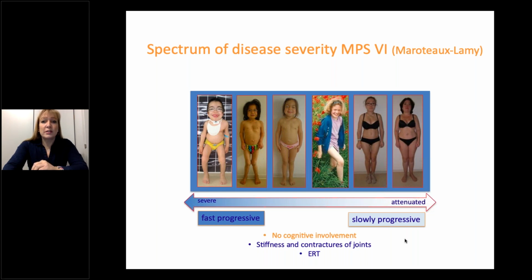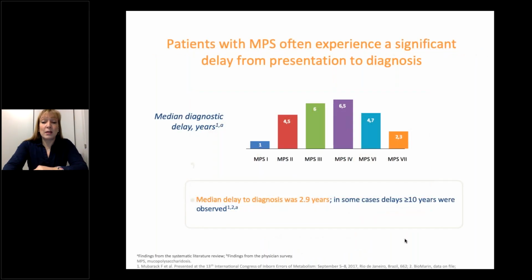They have no cognitive involvement, like the Morquio patients. MPS 4 and MPS 6 are the only MPS types where you never have cognitive involvement, and I will explain a little later why. These patients have an enzyme replacement therapy as well.